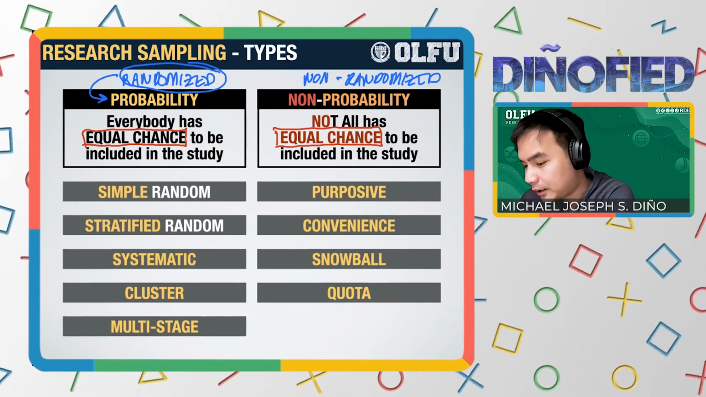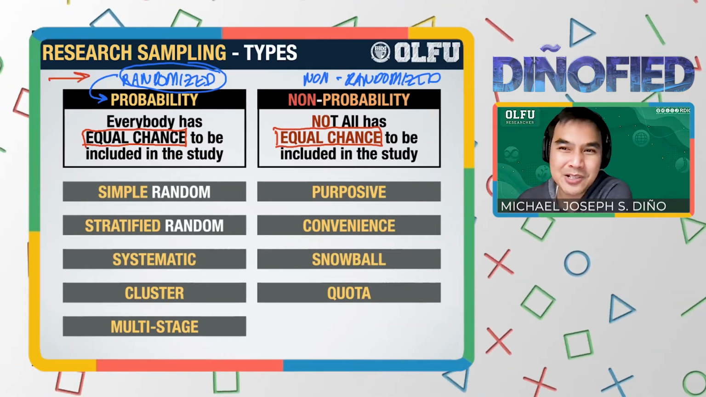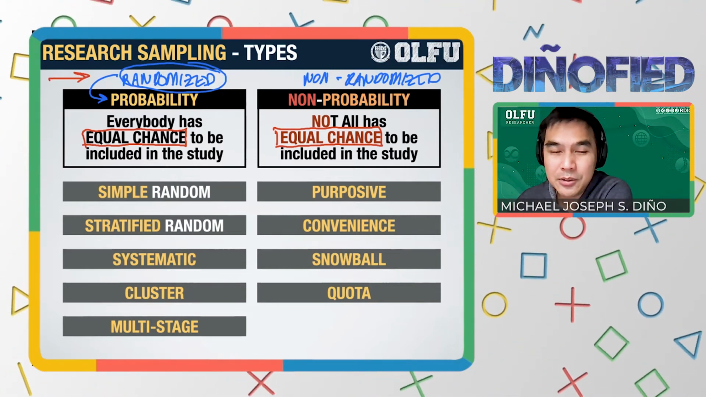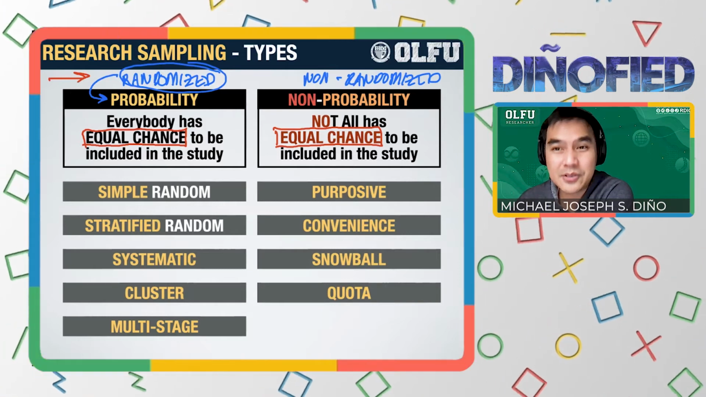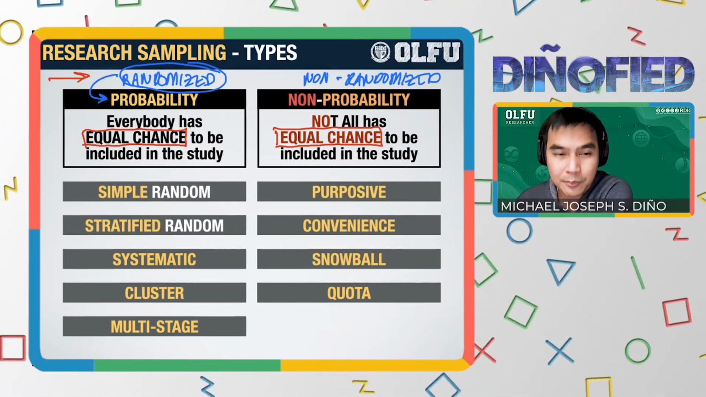Okay, and which one is better? If you are working on quantitative research, randomization is better. Because at the end of the day, it will give you, of course, a similar result if you're going to get the pulse of the total population.